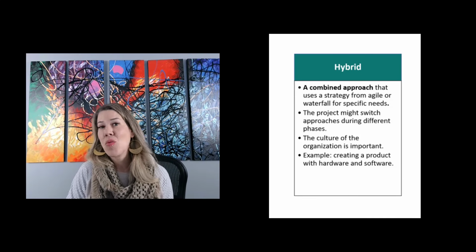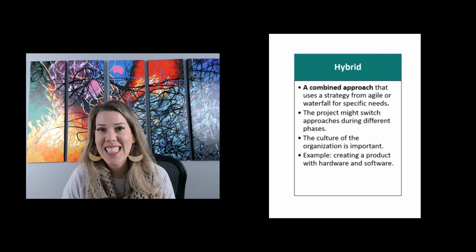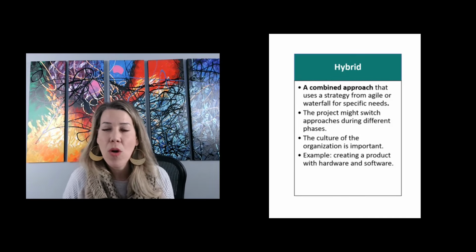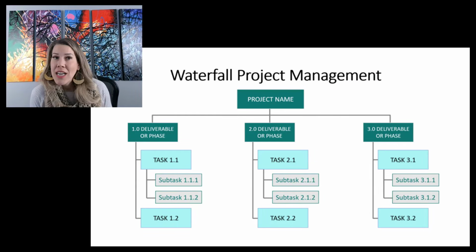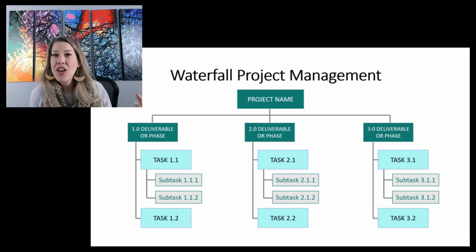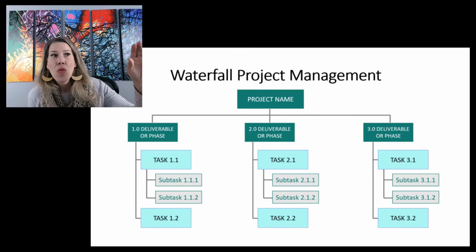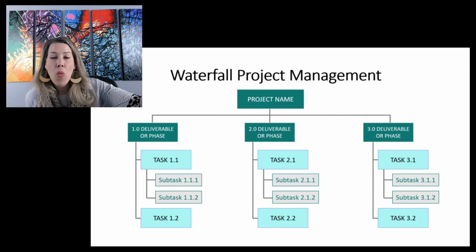Again, hybrid, we're talking about a combination. What works best for this project? Let's design an approach and maybe use a little bit of waterfall, a little bit of agile. With waterfall project management, you generally use a traditional work breakdown structure. So when you're in that planning phase, we are going to think about what are all of the deliverables associated with this project. So if you look at 1.0 here, what is this deliverable?